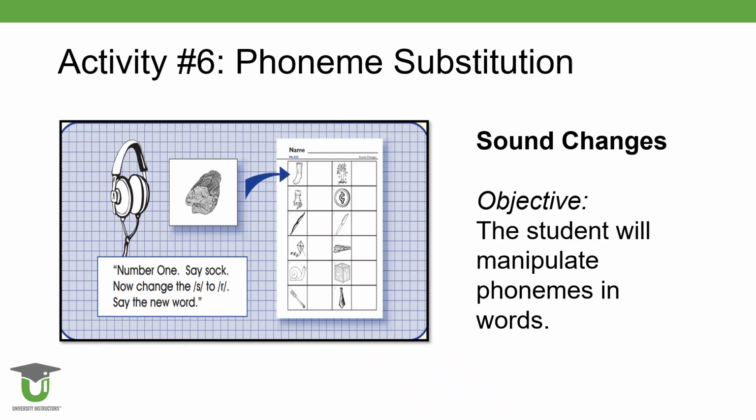In Activity 6, Sound Changes, students manipulate phonemes in words to form new words. Step 1, the teacher needs to set up the listening center and provide students with a student sheet and a picture sheet. Students will cut apart the picture sheet and place pictures face up in rows. Students then put on headphones and listen to the directions on the media player.